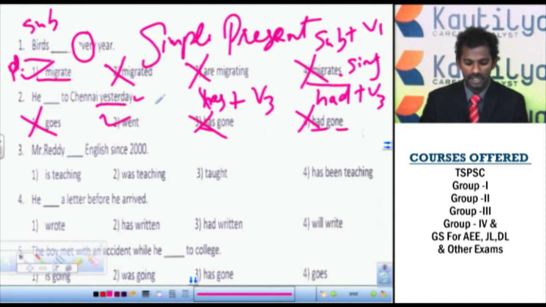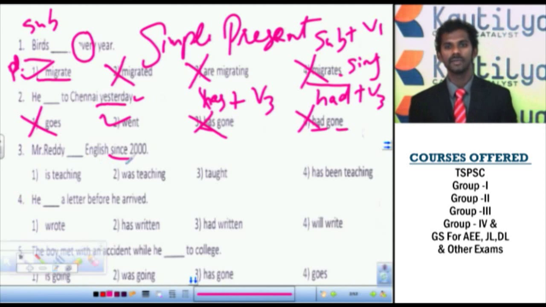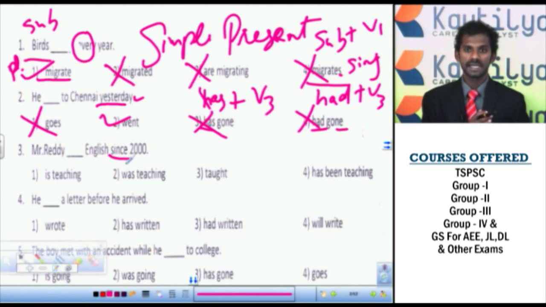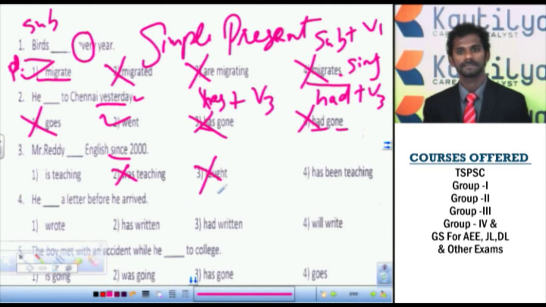Mr. Reddy dash English since 2000. Since is a keyword here. I told you since is used to refer to a point of time. 2000 is a point of time, so that is okay. And since has got impact in the present, because since is used for an action that started in the past and which is still continuing. Based on that, I can eliminate two options. Was teaching is past tense, taught is also past tense, eliminated.